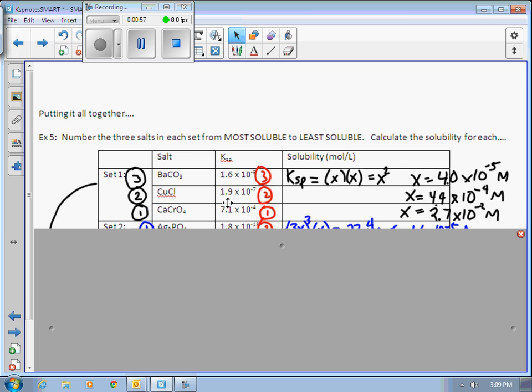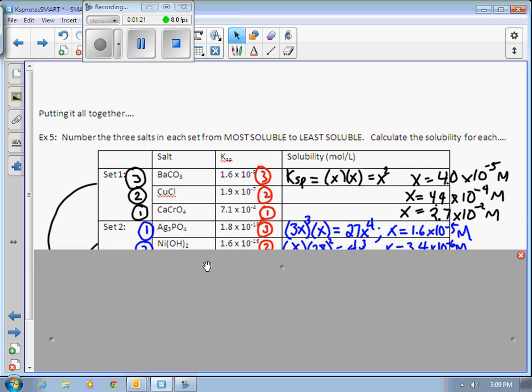What I want you guys to see is whether the same trend is true with the Ksp. If you look at Ksp, this bottom one has the largest Ksp, which means that it goes the most in the forward direction, so you'd think it'd be the most soluble. And as it turns out, it goes in order, 1, 2, 3. So what you could say is that the higher the Ksp, the more soluble the salt. But that doesn't always work.